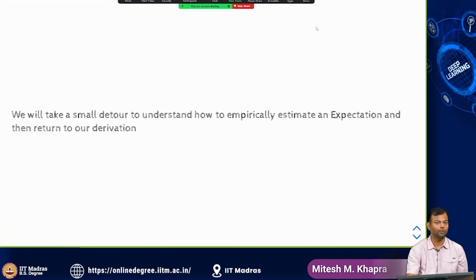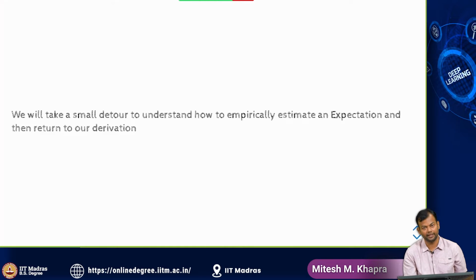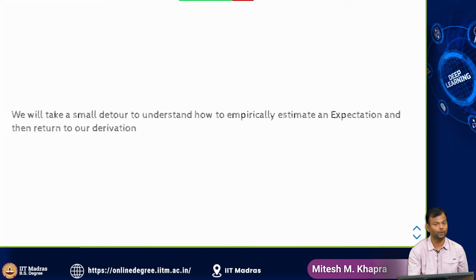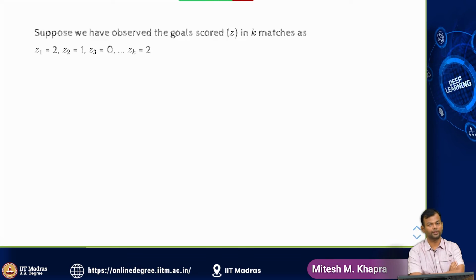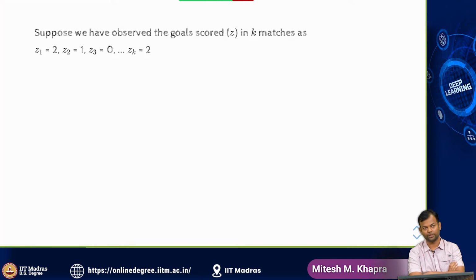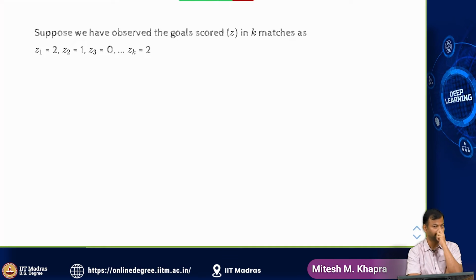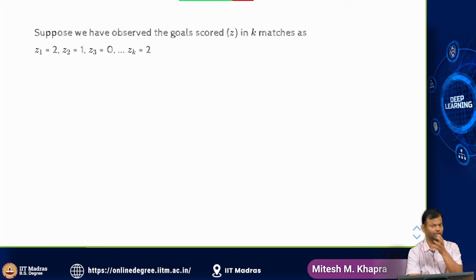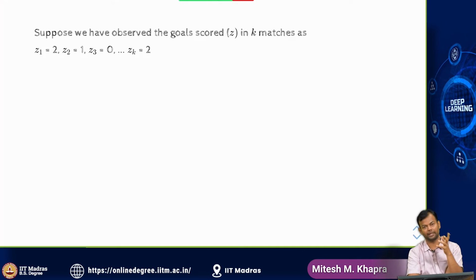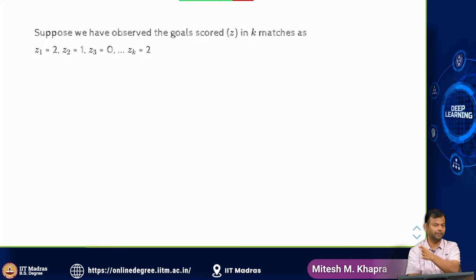Okay. So, now we will take a small detour to understand how to empirically estimate an expectation and then return to our derivation. Let us see what I mean by that. Suppose we have observed the goals scored in K matches. You are watching a lot of football games, and you have watched some 100, 200 games between, if you want, the same pair of teams, or say at least one team is constant there.